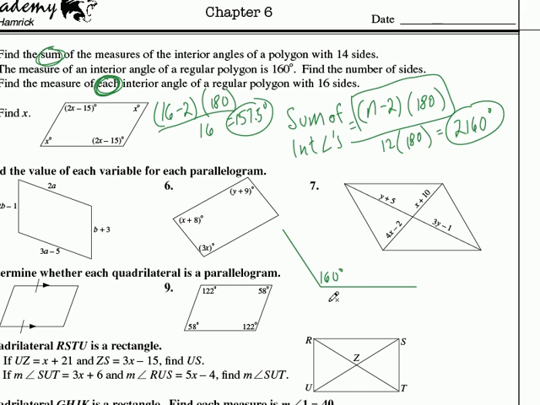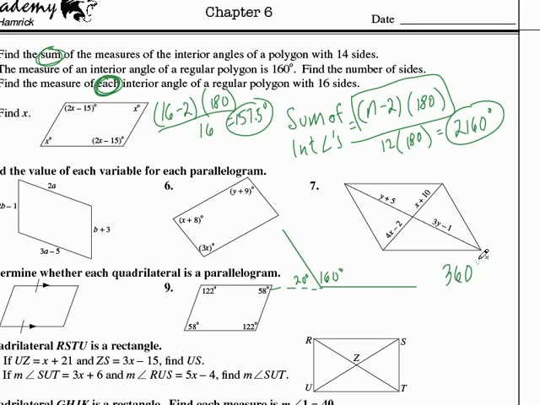If I kept on going around, and each of these angles is 160, how do I know how many sides there are? I'm going to find the exterior angle. If the interior angle is 160, how do I find the exterior angle? It makes a straight line, doesn't it? Which is 180. So 180 minus 160 is 20 degrees. How does that help me find the number of sides? What do all the exterior angles add up to be? It doesn't matter how many sides you have. 360.